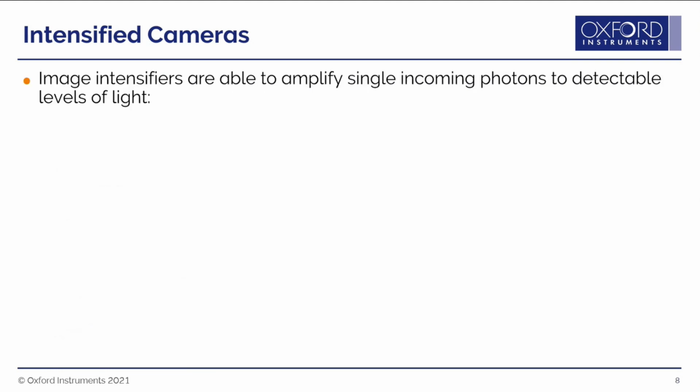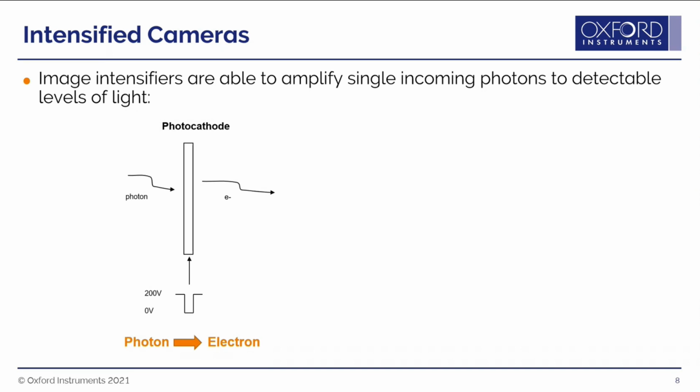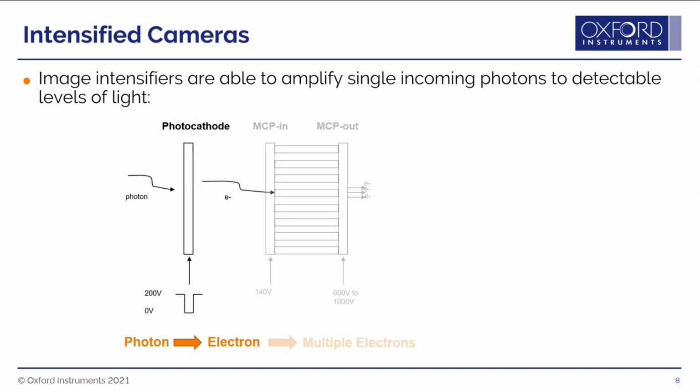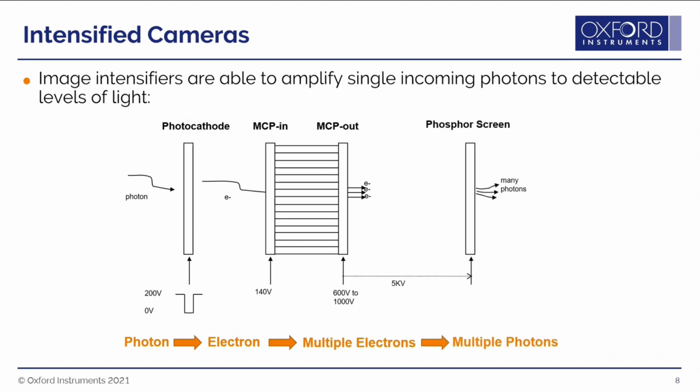The way image intensifiers work is they're able to amplify a single incoming photon, and they turn this incoming photon into an electron. This is then channeled into a microchannel plate, which multiplies up this single electron through impact ionization. These multiple electrons then impact a phosphor screen, which produces many photons, which are much more detectable than the single incoming photon, and hence we get an amplified signal.